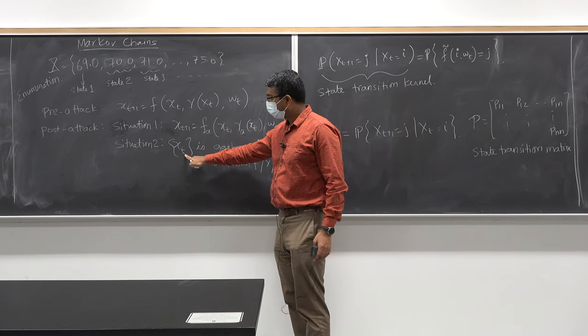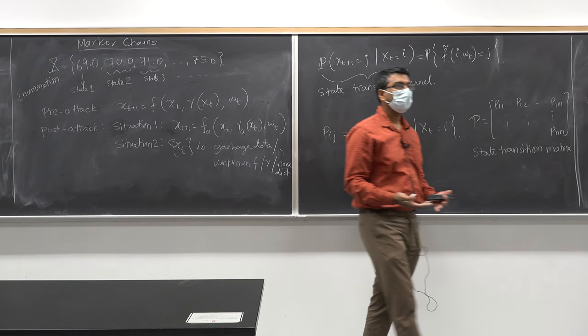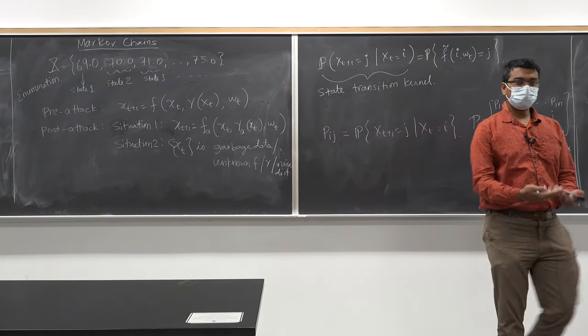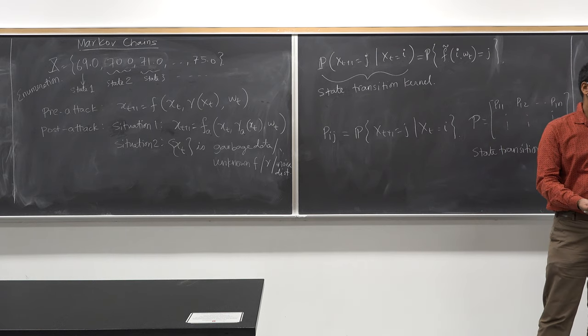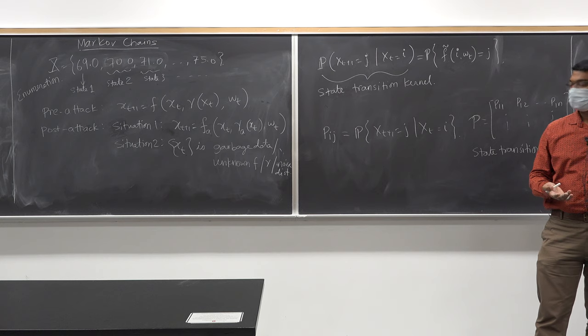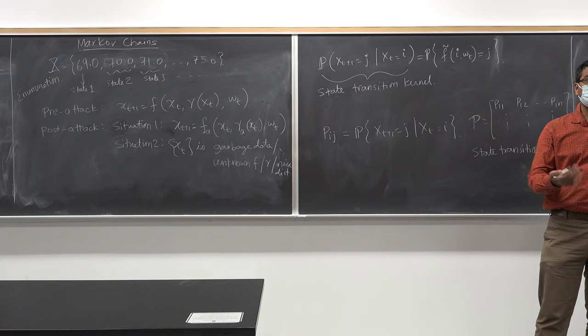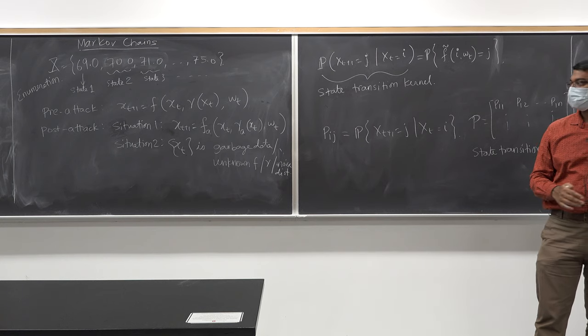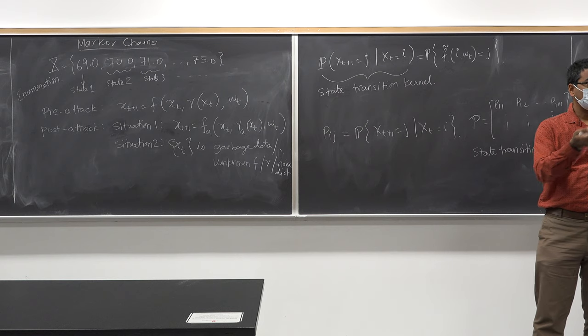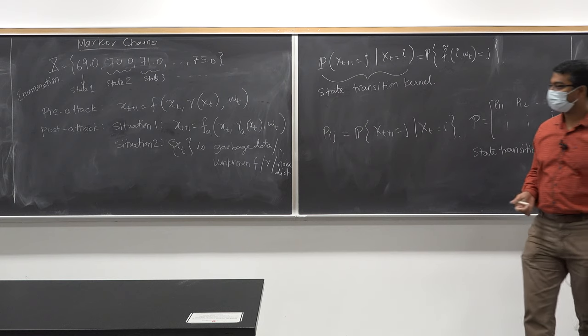So in that case, I'm looking at X_t, but I just don't know what I'm seeing. Because it's coming from some random model that I have absolutely no idea about, because I don't know what the attacker is trying to do in order for me to see this particular data.